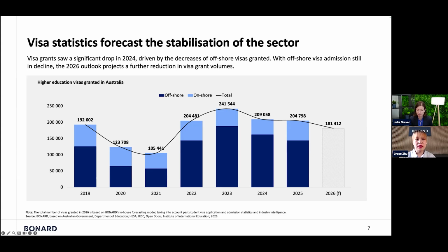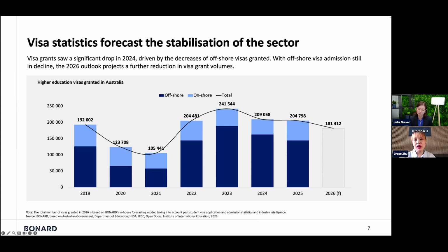We saw a significant recovery in onshore visas, which is students already in Australia looking for renewal or changing status, growing by 30% last year. But offshore visa grants, which means new students arriving from abroad, continued to decline by a further 11%. This is actually the key driver. The Australian government is managing growth, and this is being felt most actively by prospective students applying from overseas.